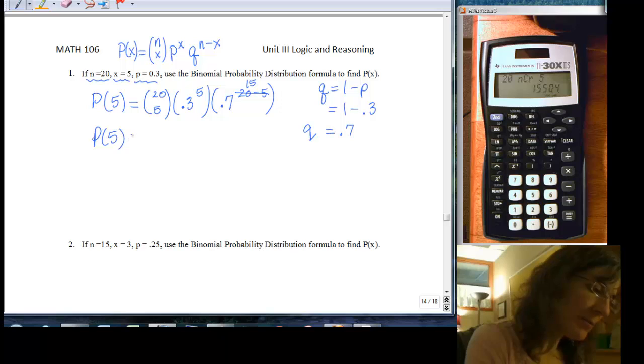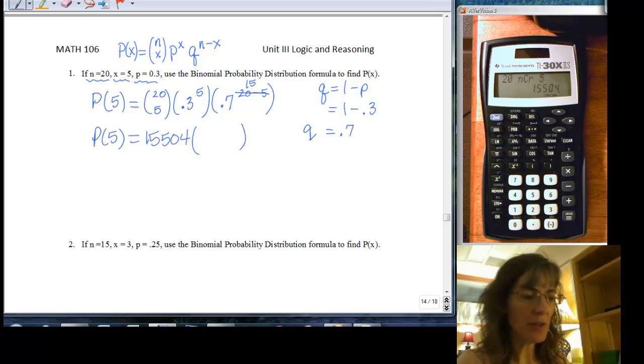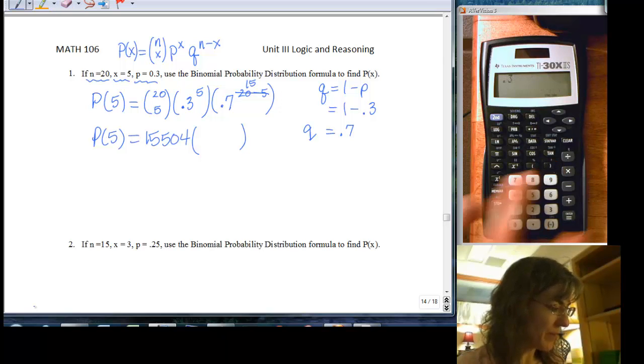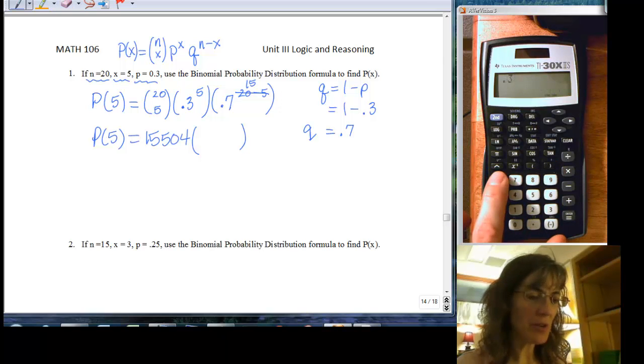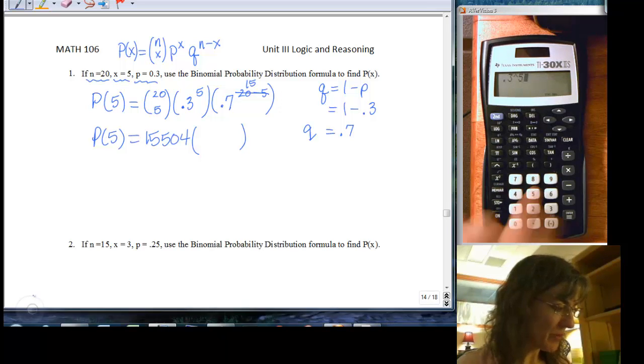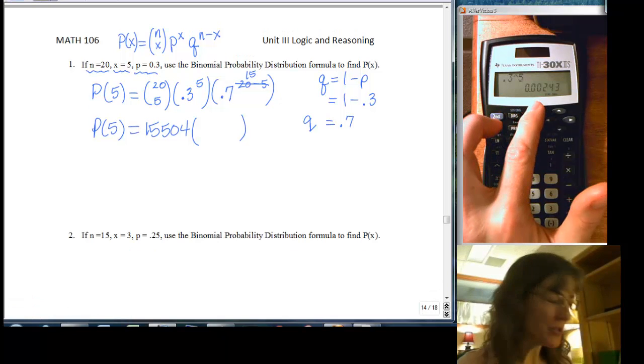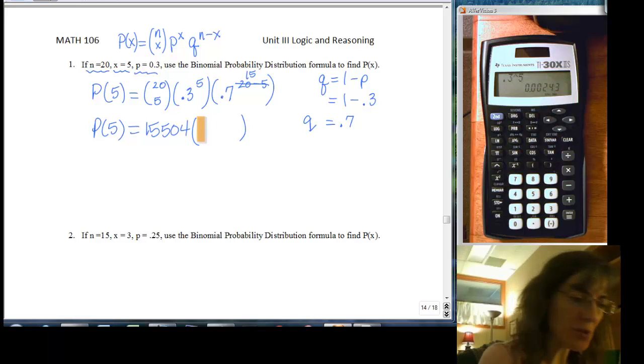P of 5 equals 15,504, and then I want to put in the 0.3 to the 5th. So on my calculator, 0.3, my to-the-power button for this calculator is the caret. Remember, yours might be y to the x. So to the 5th, I get 0.00243. I'm just going to record that.